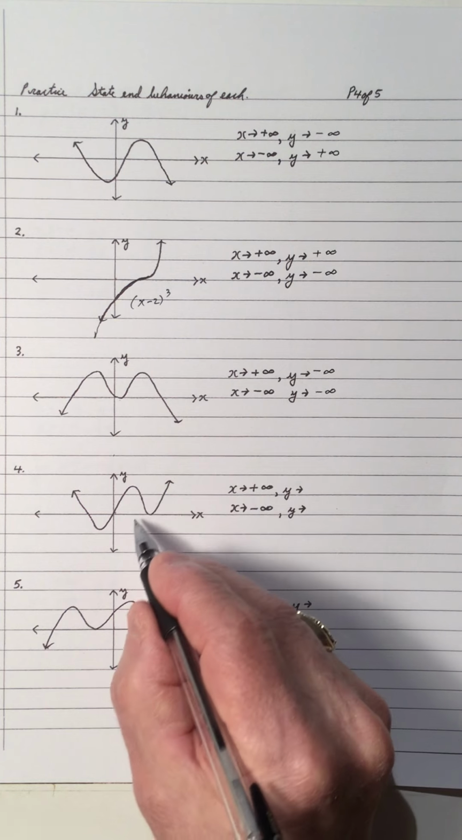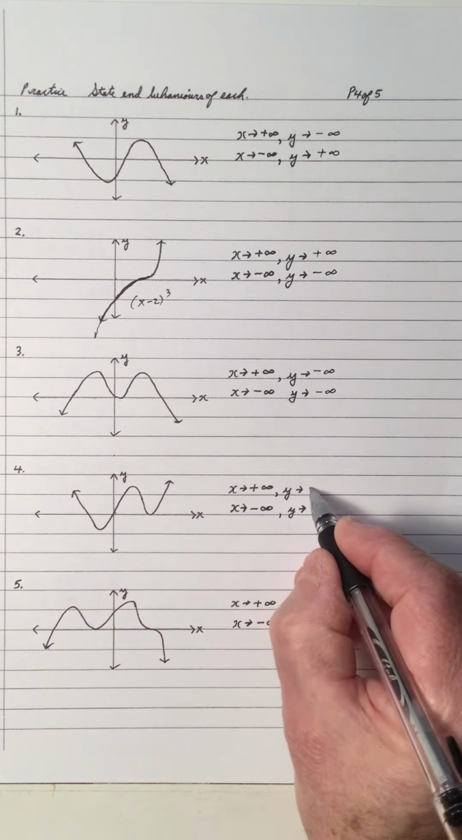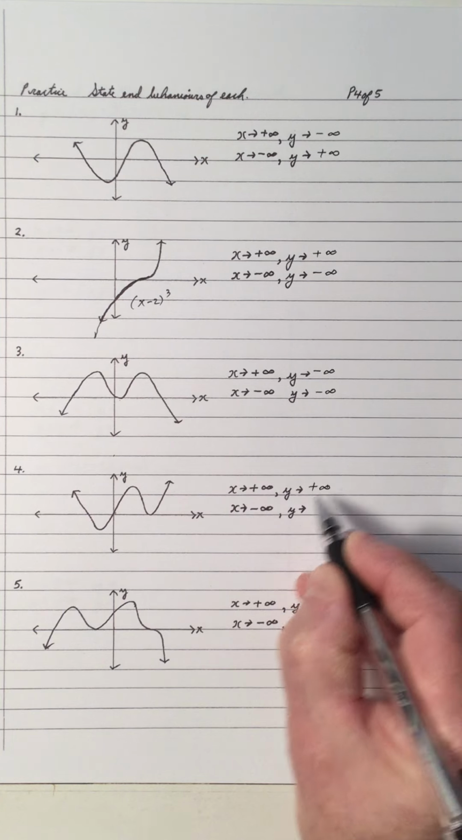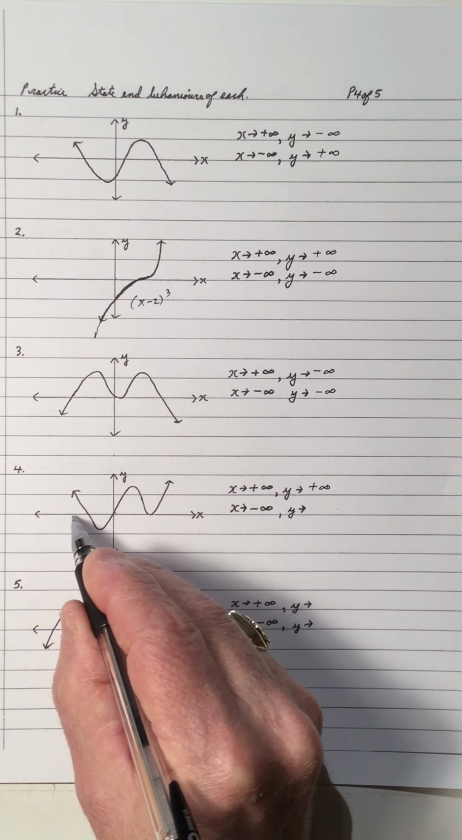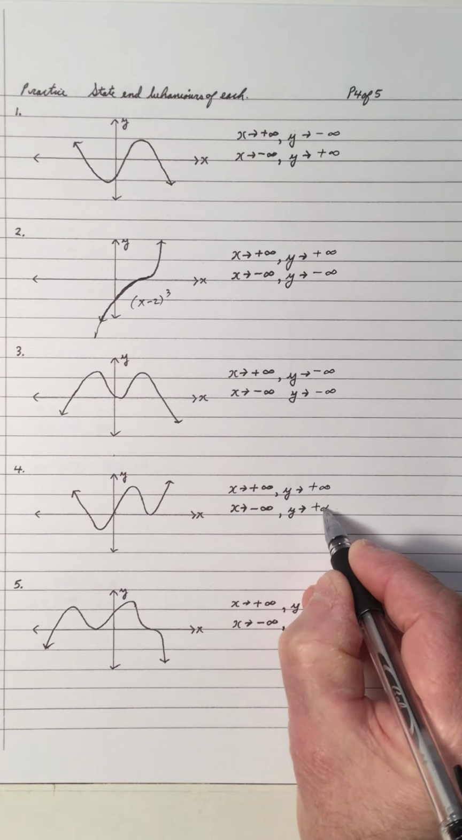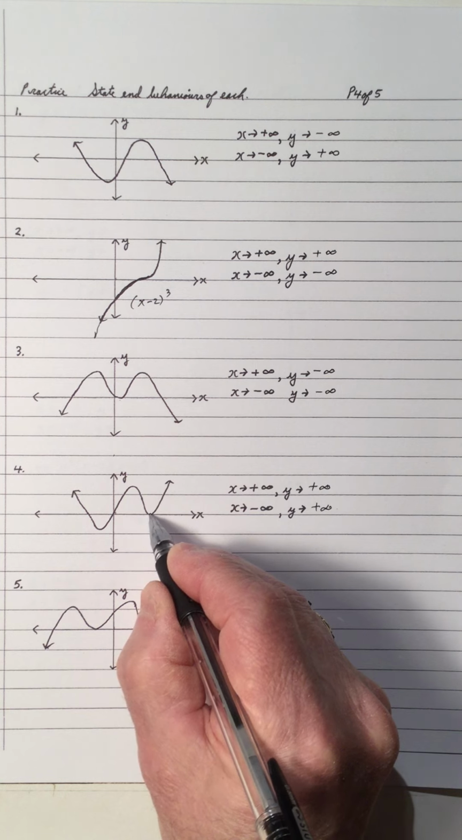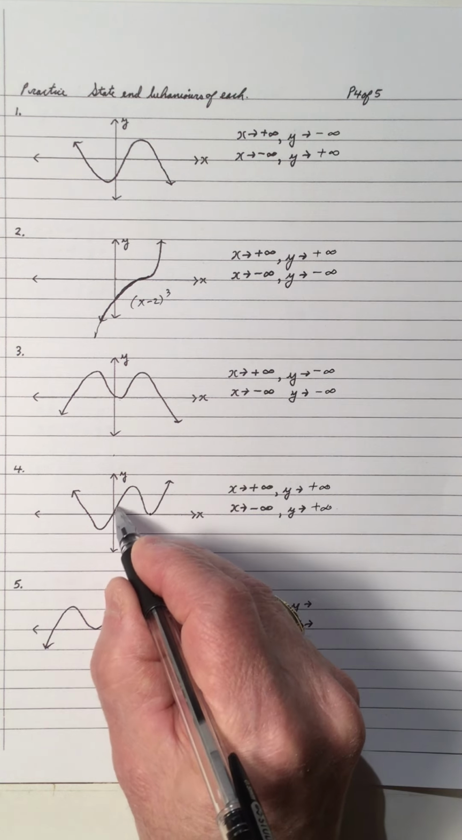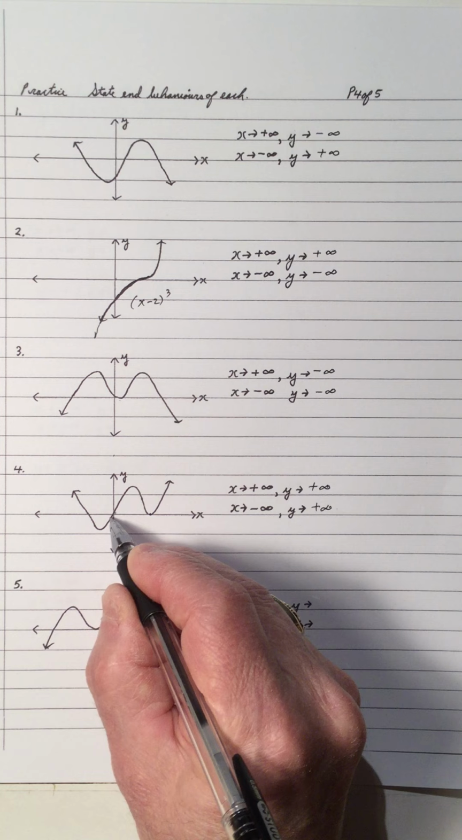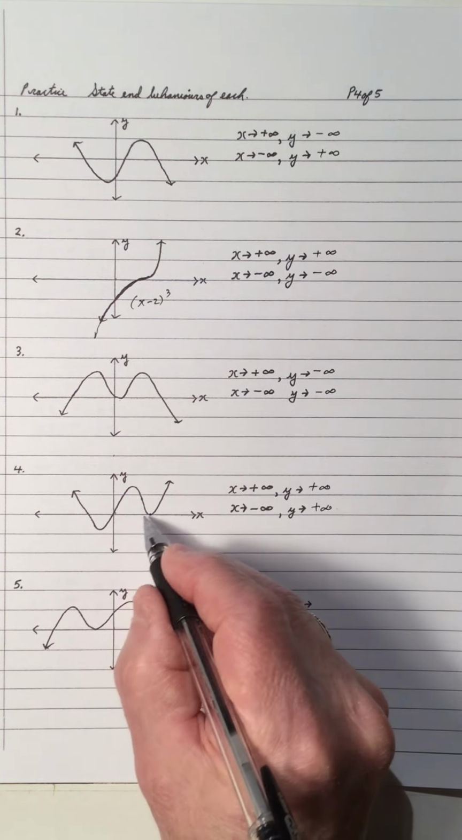And this graph, as x goes to positive infinity, y is going up, so it's positive infinity. As x goes to negative infinity, y is going up, so it's positive infinity. And again, this graph here is a parabola, so that's a double. That's going straight through, so that's a single. And that's a single, so that's 2, 3, 4, so that's a quartic.